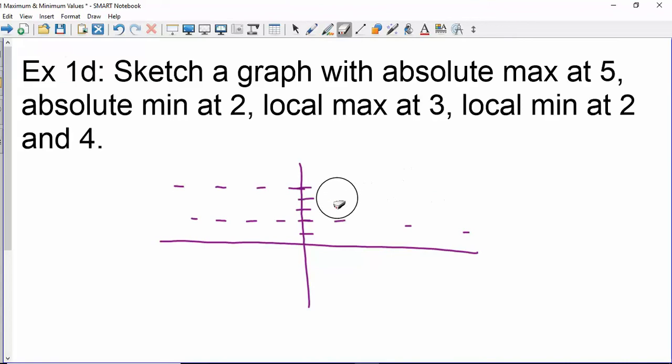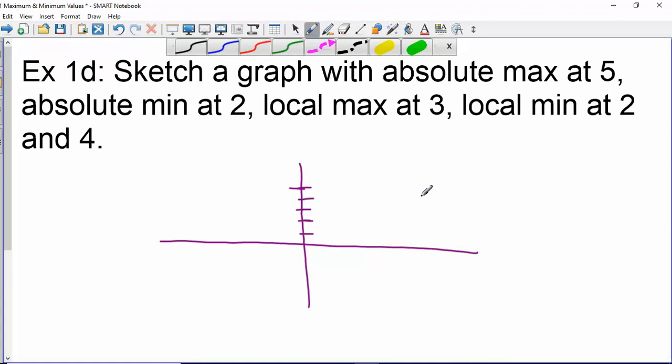Can absolute maxes be endpoints? Yes. So my highest point would be at 5, and that could be an endpoint. My lowest point is at 2, but because I said that's also a local min, can it be an endpoint? No, so I'm just going to put one somewhere, but I know my graph has to start before then.